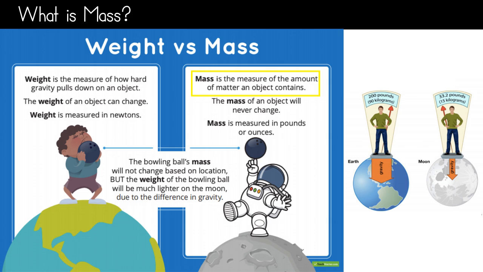Here's another example. If you look at the picture, you have the little boy holding the bowling ball, and he looks like he's struggling there. And then you have this astronaut that's doing that cool like basketball thing where it's spinning around. And it says the bowling ball's mass will not change based on location, but the weight of the bowling ball will be much lighter on the moon due to the difference in gravity.